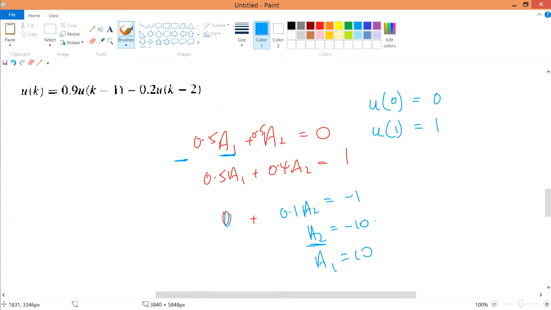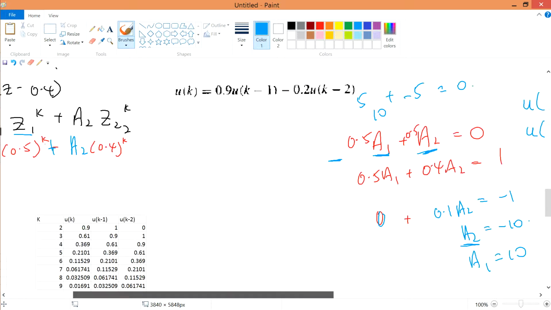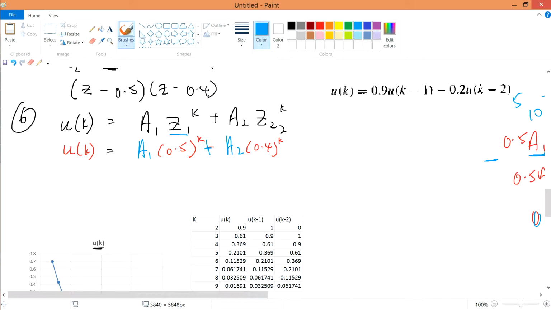Because if it's times 10, then 0.5 times 10 is 5, right? So 5 plus minus 5, because a2 is minus 10, and minus 10 times 0.5 is minus 5. It is equal to 0. So I'll simply sub back in a1 equal to 10 and a2 equal to minus 10. So far so good. Now the interesting part comes in during the plotting.